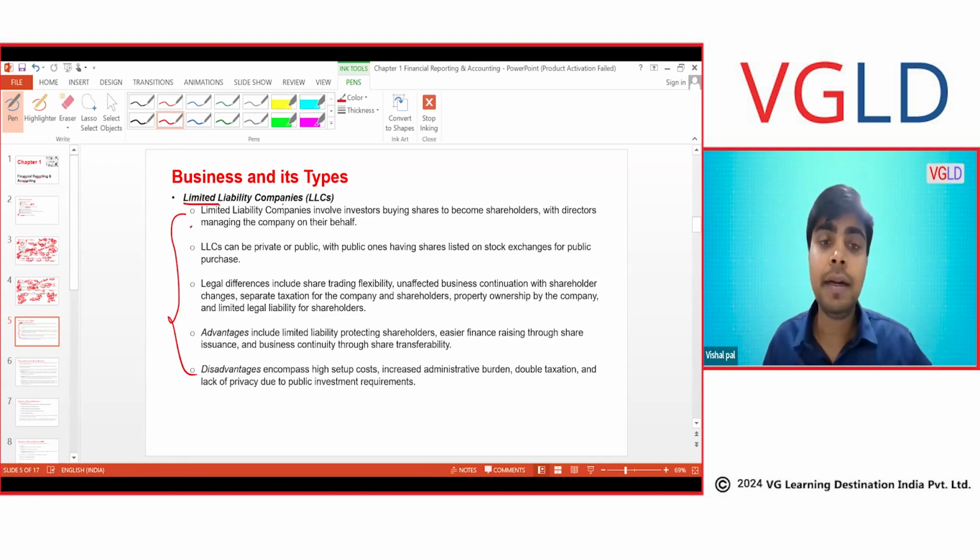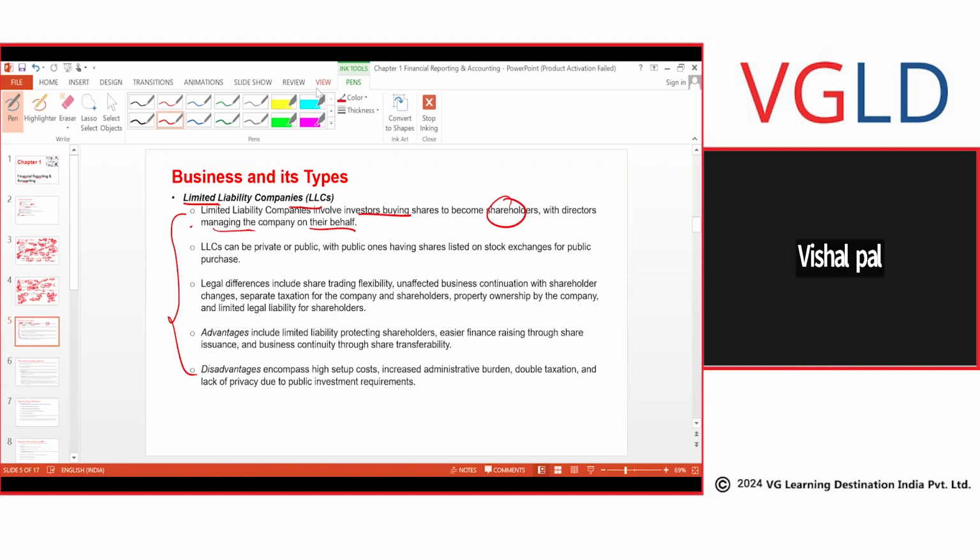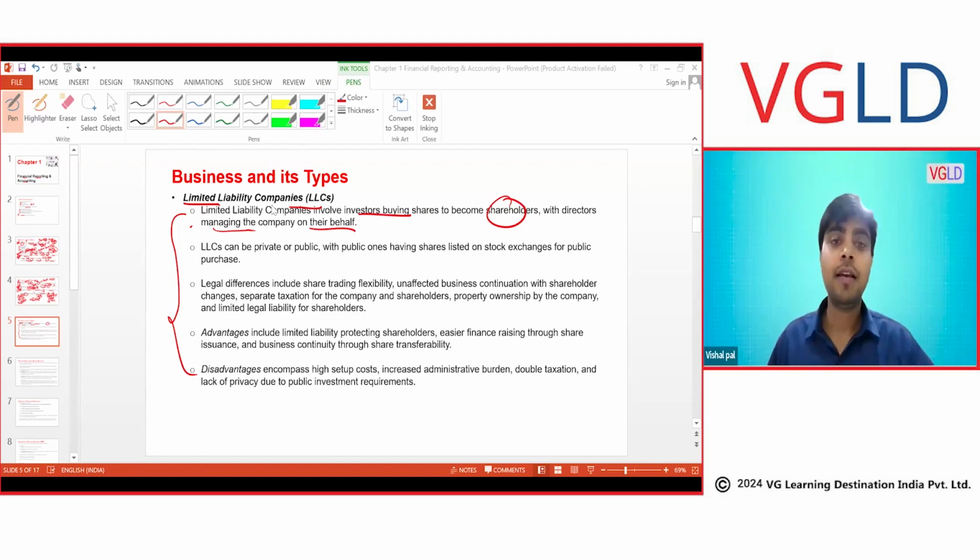Now, limited liability company. A limited liability company involves an investor buying shares to become a shareholder, with a director managing the company on their behalf. Okay. So, limited liability company, what is a company?